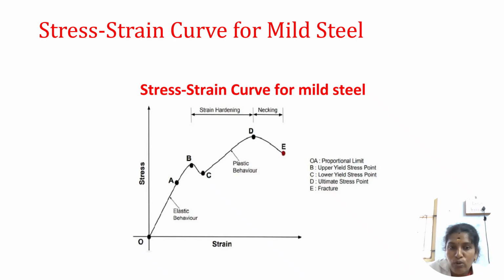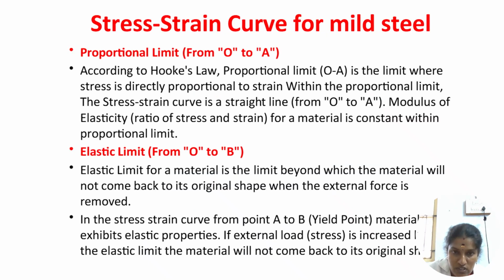So we all know about this stress strain behavior of steel. I'll explain each and everything in a simple manner. We know the proportional limit is from 0 to O. Within the proportional limit, the stress is directly proportional to the strain. The modulus of elasticity is a constant within this proportional limit. Yes, it is a constant.